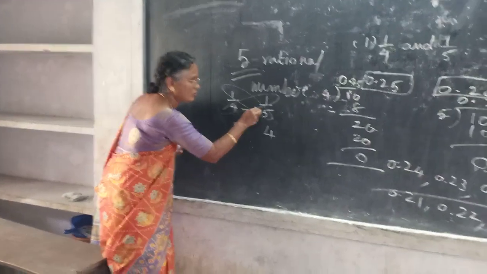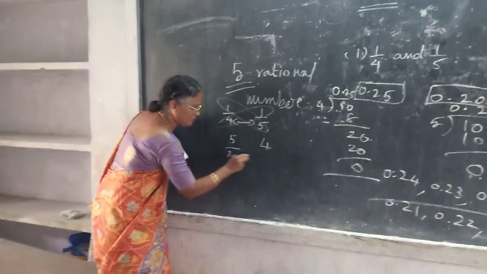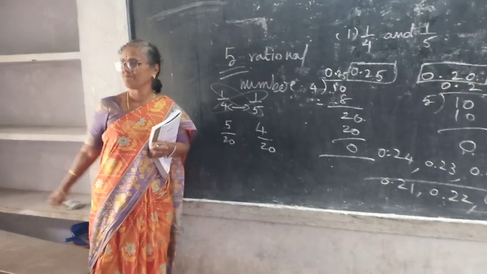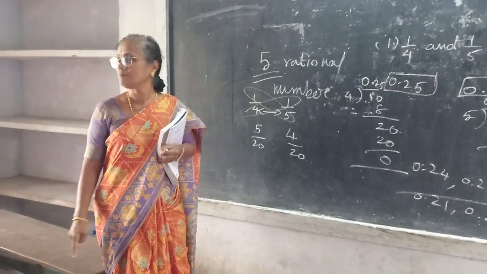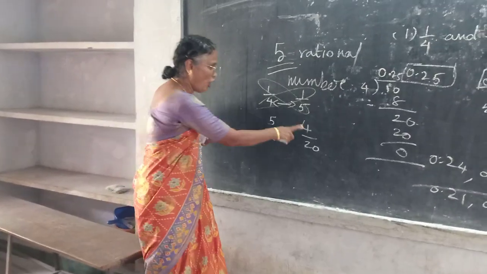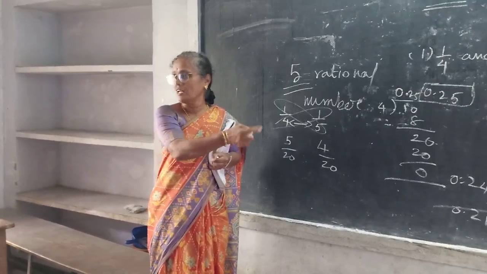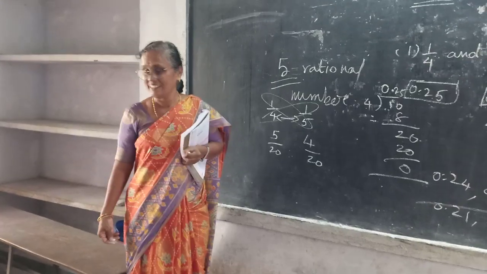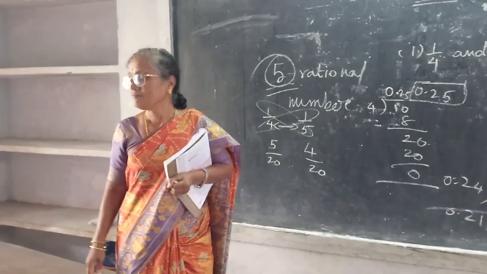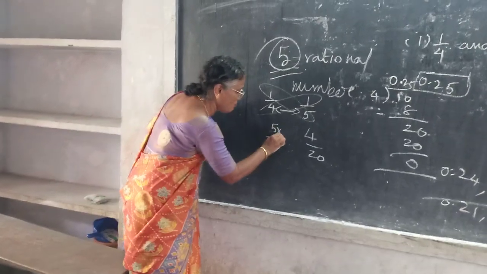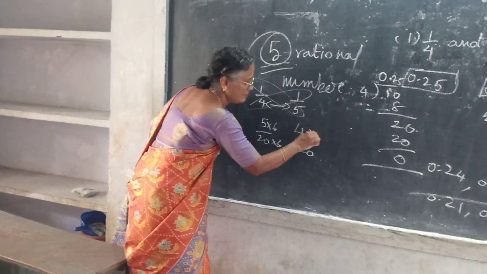1 4 is 4. 4 5 is 20. 5 5 is 20. So, 5 by 20, 4 by 20. 4, 5. Both are neighbors. Isn't it? So, how many numbers they have asked? 5. So, it should be multiplied by 6.